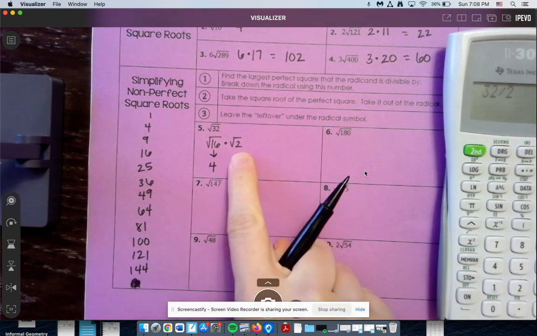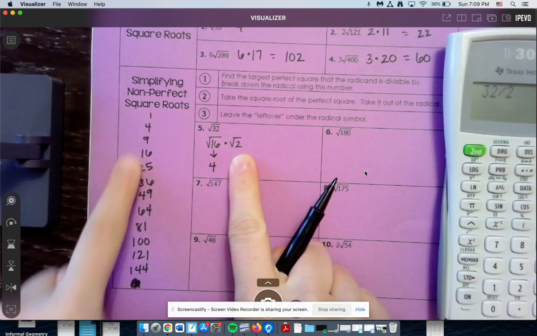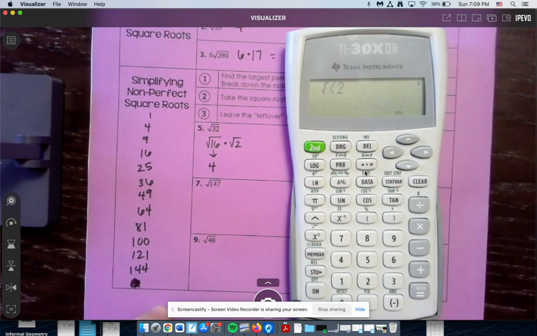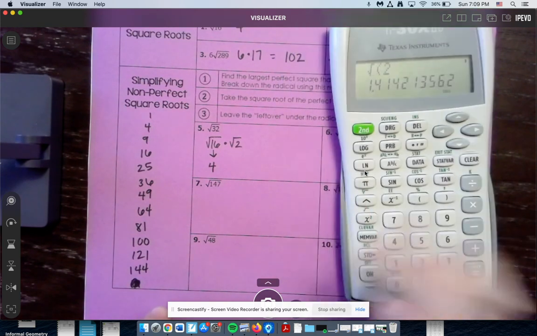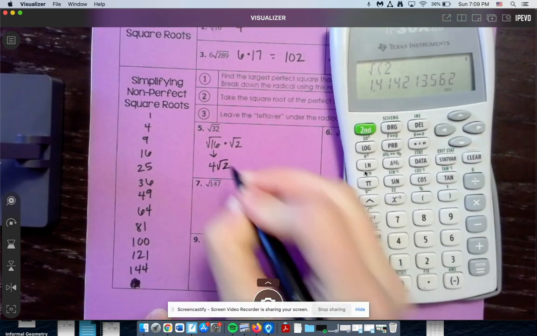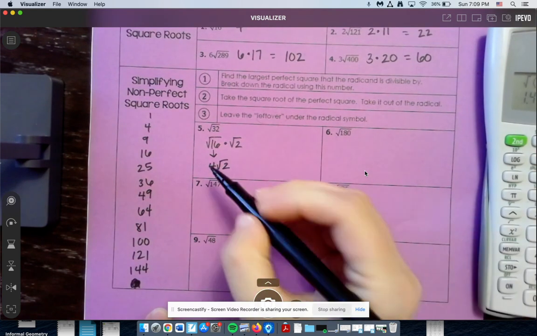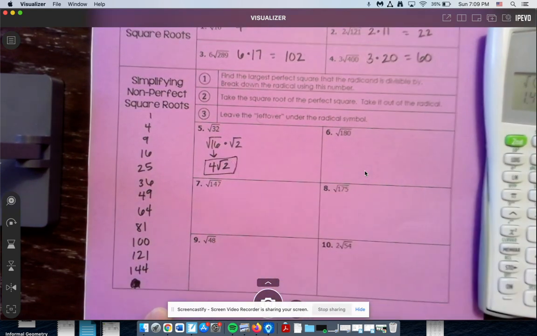So I took out the square root. And now do you guys see how 2 is not a perfect square? If I type in the square root of 2 in my calculator, it's some gross decimal. I can't break it down anymore. That's as small as it goes. So we just leave that attached to the 4. That's our leftover. There's nothing we can do. Okay, so let's do some more.